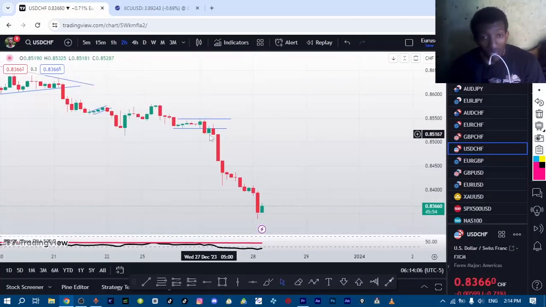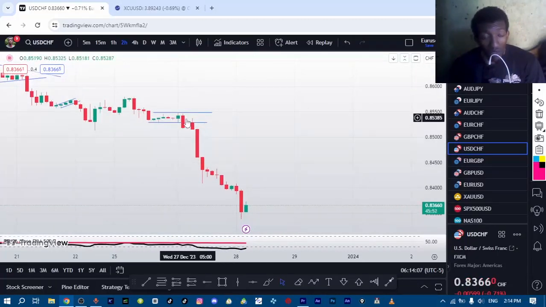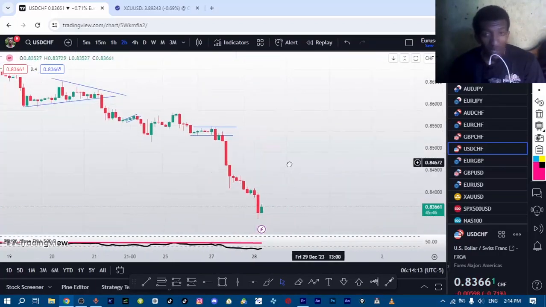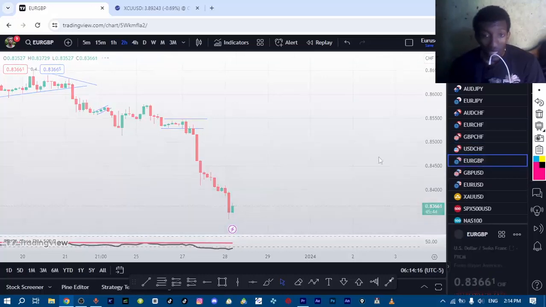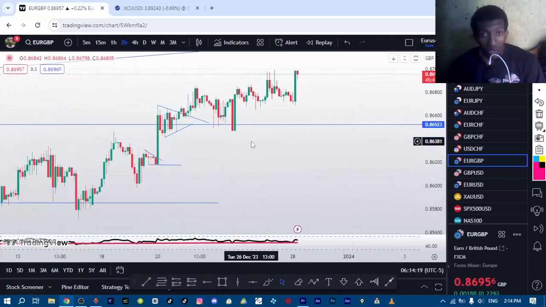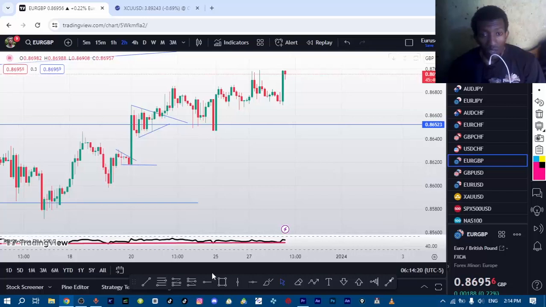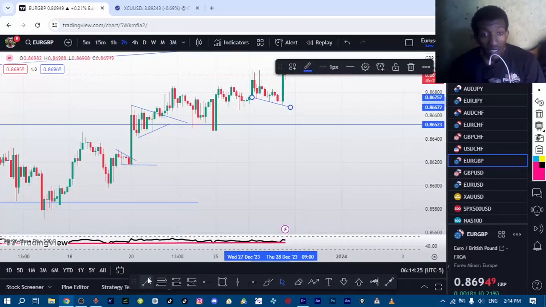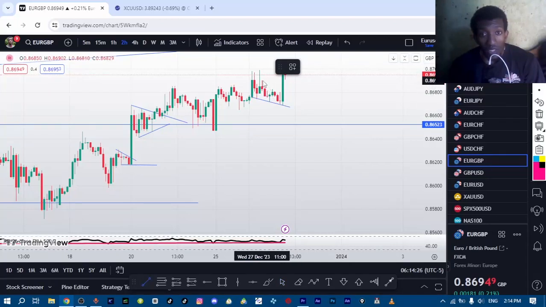Okay, so we got a retest right there. So this is the second model, break and retest. Beautiful execution. It is just amazing. So the euro pound has also given us some beautiful trades right there, as you can see, and it is just beautiful.